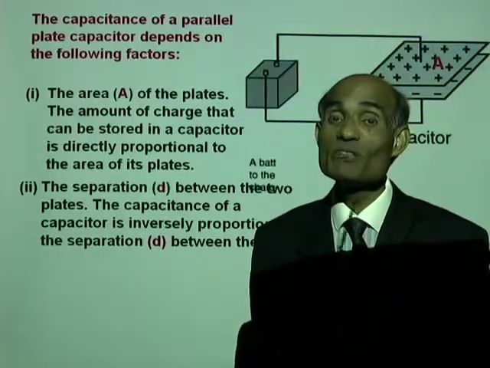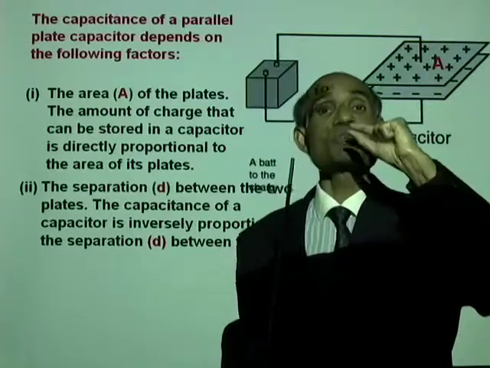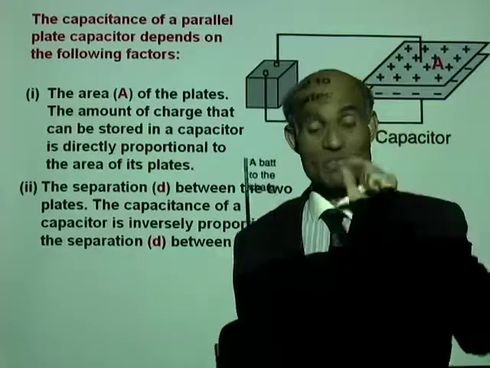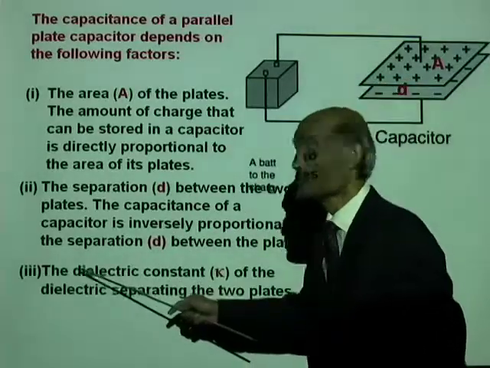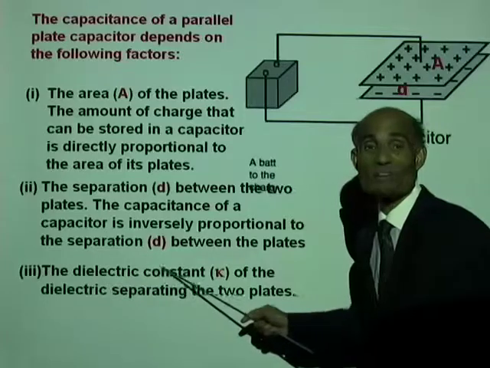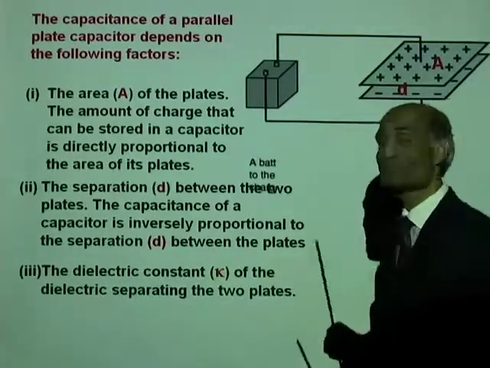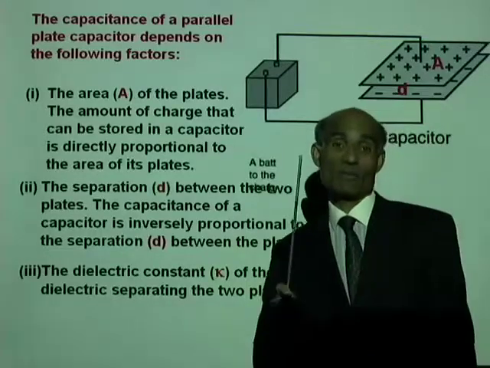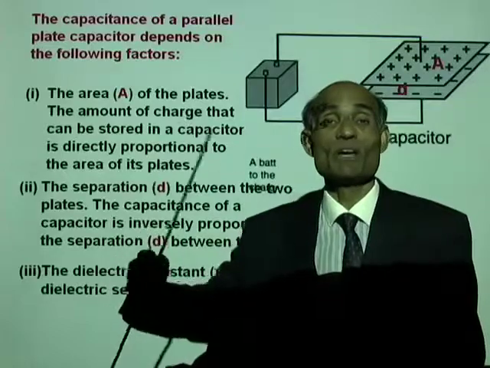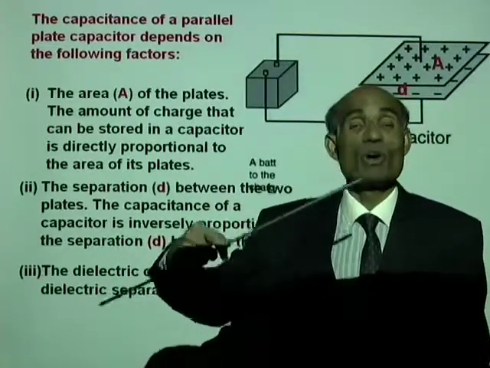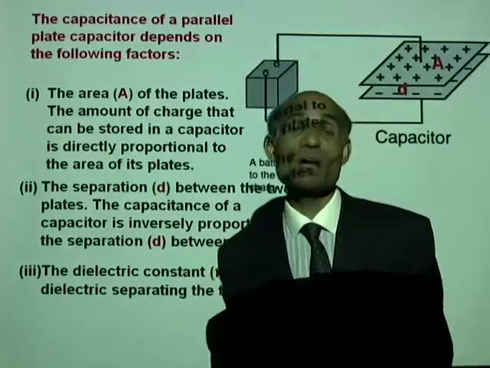Well, obviously we have one more factor, the dielectric used between the capacitor plates. Is that right? Yes. Okay. The third factor is the dielectric constant kappa of the dielectric separating the two plates. Well, the capacitance is directly proportional to kappa. You use a material with higher dielectric constant, the capacitance will be higher.